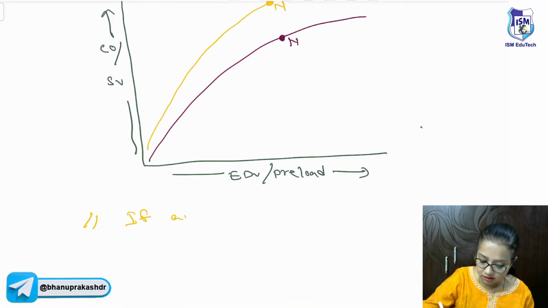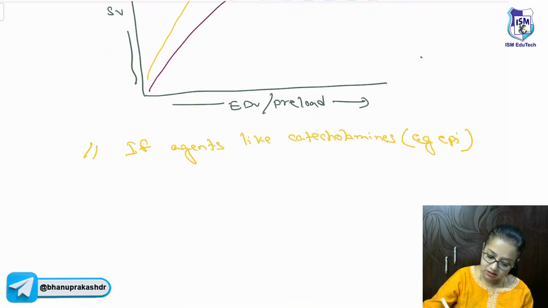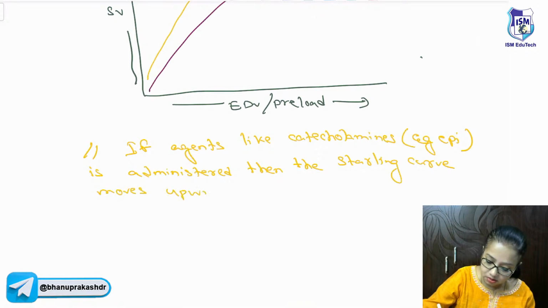So, if agents like catecholamines, for example epinephrine, are administered, then the Starling curve moves upward due to increase in contractility.